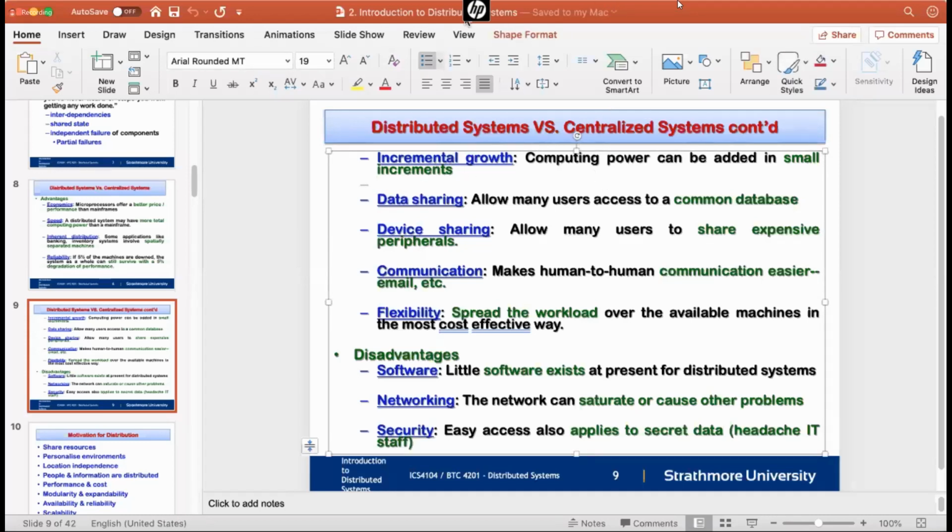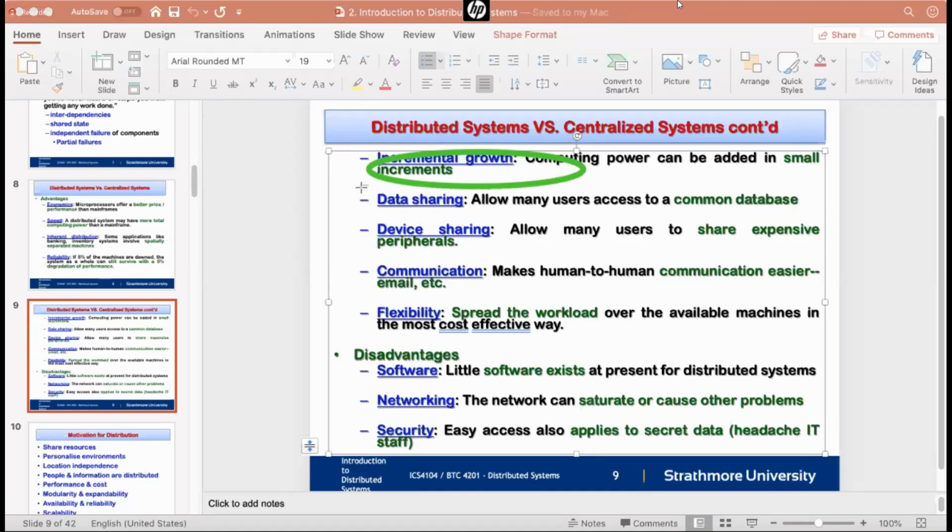The other thing you can see from here is incremental growth. Look at it as a scenario where you have your own organization, or let's say a small startup. When you start, you're in Nairobi, and then you have some people going to, let's say, Thika, and some in Mombasa. So you can have incremental growth, slowly, and you add computing power.